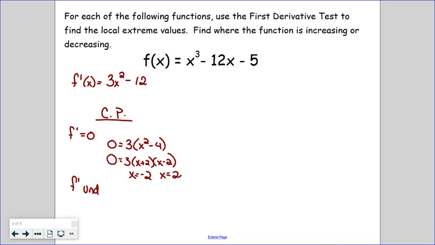So I got two numbers to add to my first derivative test from the fact of where my first derivative is equal to 0. Where is my first derivative undefined? It's not. That is not a function that will ever be undefined, which just means this does not add any additional points for us to look at.